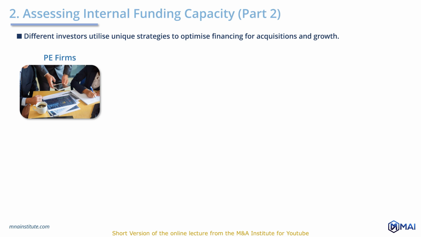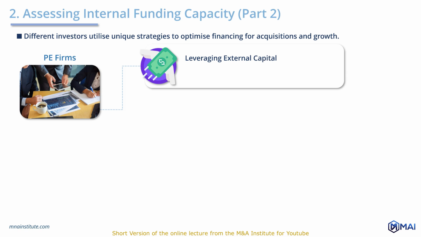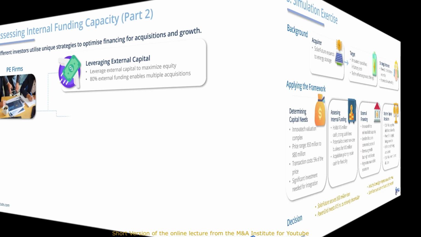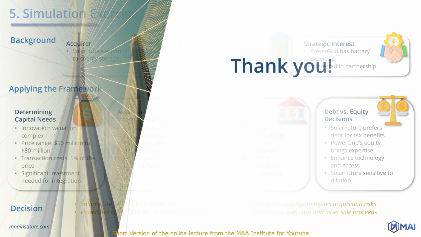1. Private equity firms. Maximizing leverage for growth. Leveraging external capital. Private equity firms often leverage high levels of external capital to maximize their equity's potential. For example, employing 80% external funding allows them to acquire multiple companies with the same amount of equity, boosting return potential.